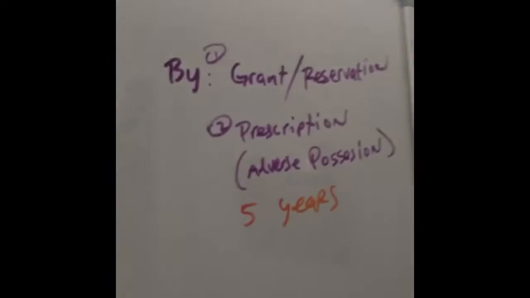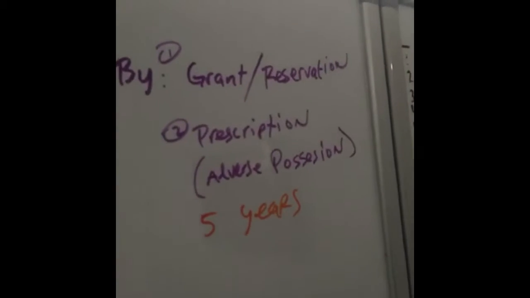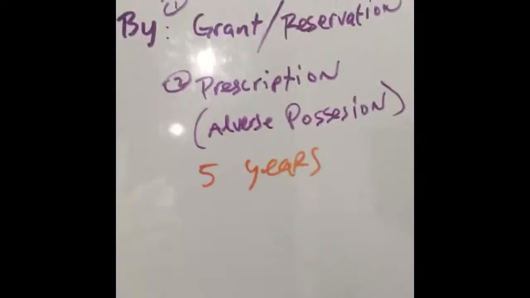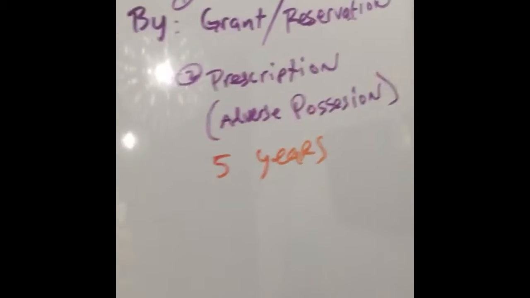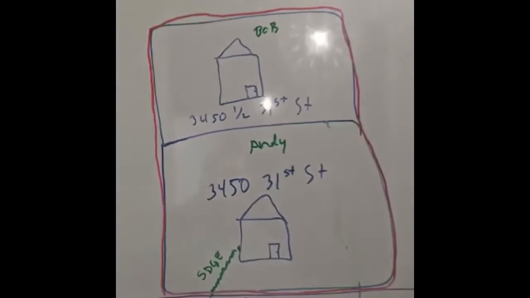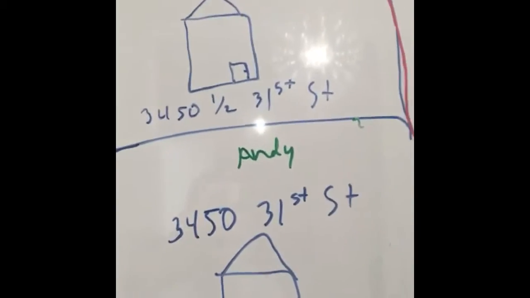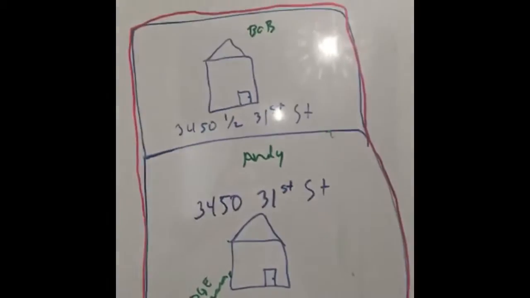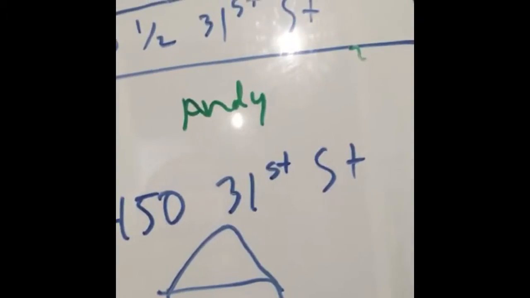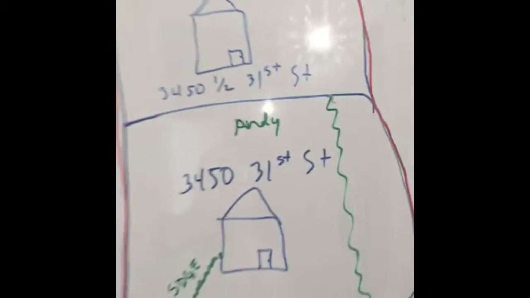Now, there's a couple ways to create an easement, and that's by grant or reservation, or prescription, adverse possession. The first way, grant or reservation: let's say Bob owned this entire lot at one point, and then he built two houses and sold one off to Andy. At that point, Bob decided to live in the back house. So for himself, he created an easement because he knew he would need one in the future.